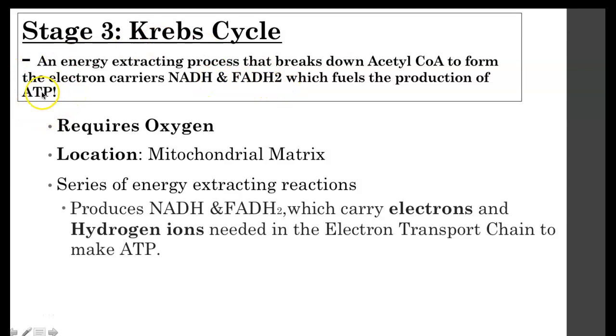to make ATP. This is an aerobic process, so in order for the Krebs cycle to run and work, oxygen must be present in the environment. Where does the Krebs cycle occur? It occurs in the mitochondrial matrix. And again, like I said before, it's a series of energy extracting reactions. Essentially the purpose of the Krebs cycle is to produce NADH and FADH2, which carry electrons and hydrogen ions needed in the electron transport chain to make ATP.